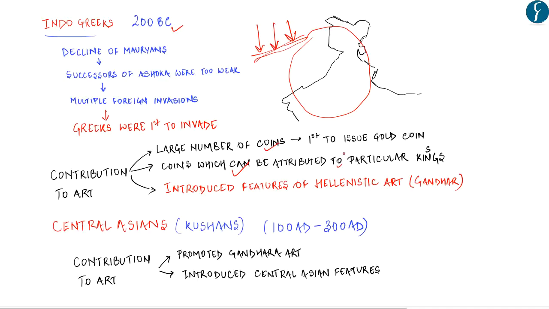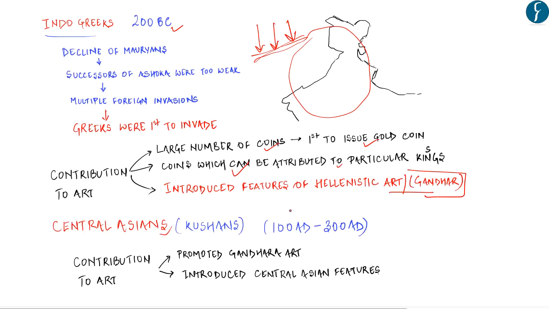Also, the Indo-Greeks were the first to issue gold coins in India, and these increased in number later on under the rule of Central Asians or Kushans. Now, the most relevant contribution of Indo Greeks towards art in India is that they introduced features of Hellenistic art in the northwest frontier of India, combined with the local tradition to form Gandhar art. Now, it was not purely a Greek art, but it had many Indian features as well.